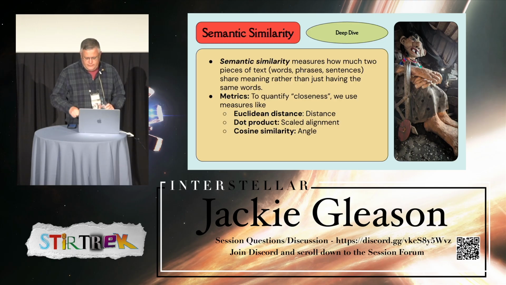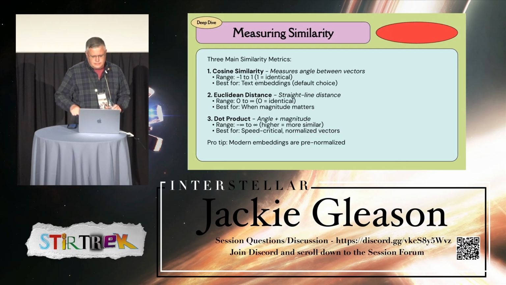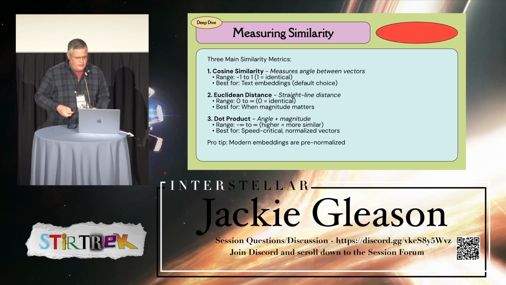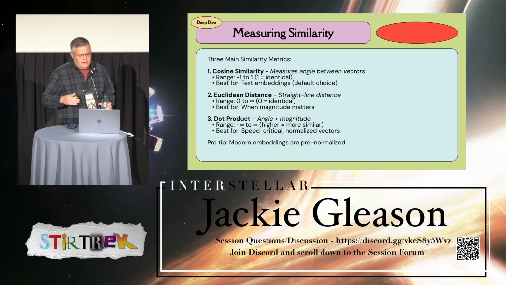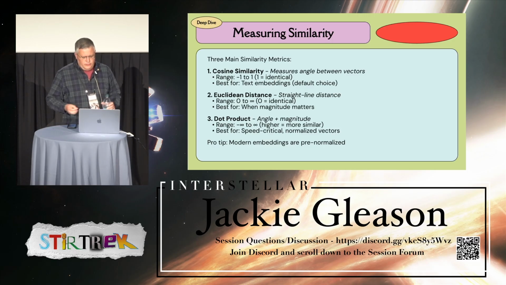So those are the different ways that we can look at measuring semantic similarity. Here's a breakdown of how that works. You can see cosine similarity is -1 to 1, Euclidean distance is 0 to infinity, and dot product is -infinity to infinity. That breaks down how those are measured from that perspective.